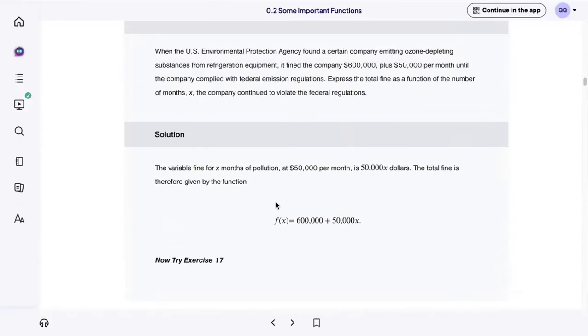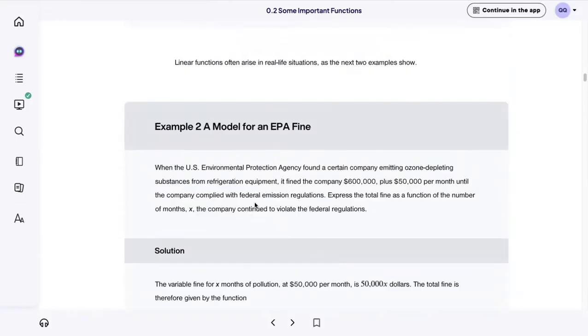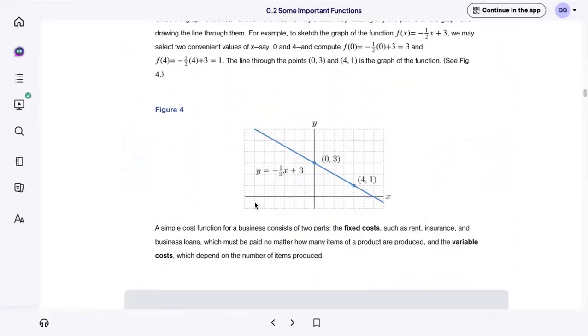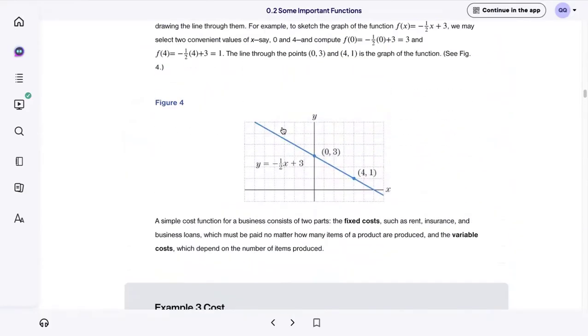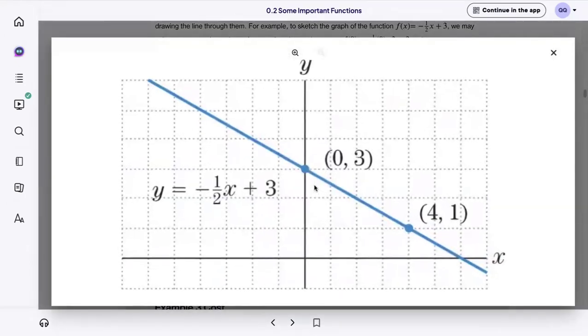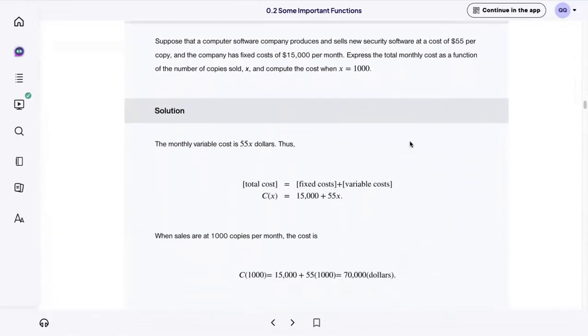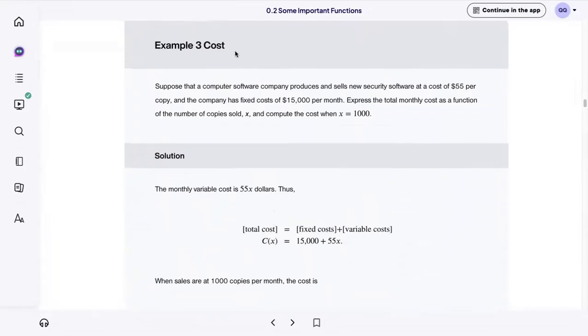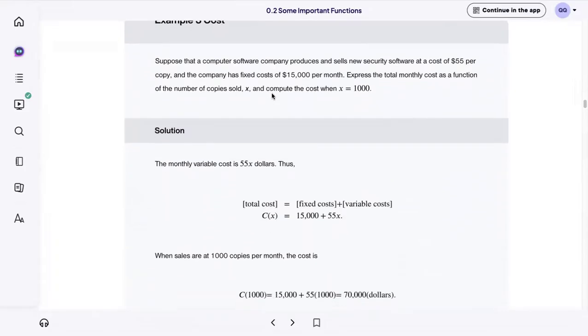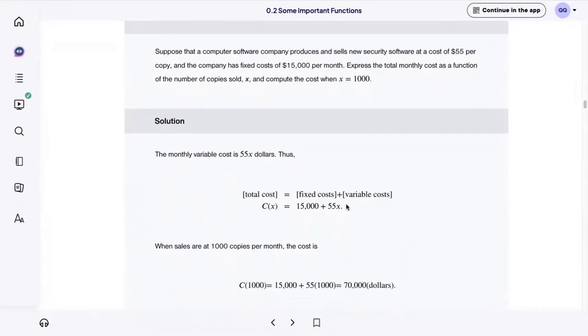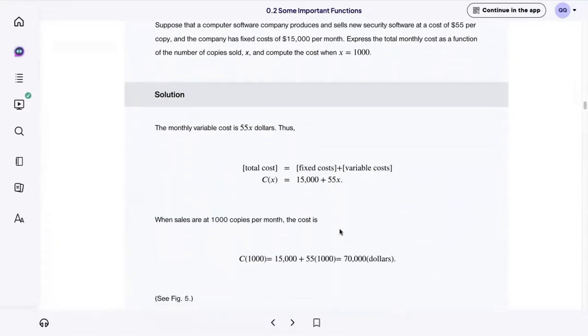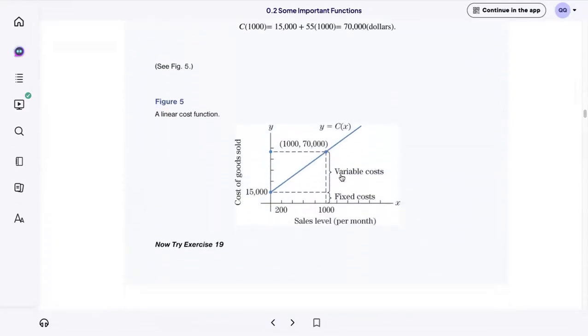So in life, we have applications for linear functions. This line, the slope is negative, right? As the x value increases, the y value decreases. So this is an example of a cost function. The cost function in this case is given as a linear function. The cost depends on the variable x, the number of copies sold. So this is a linear function.